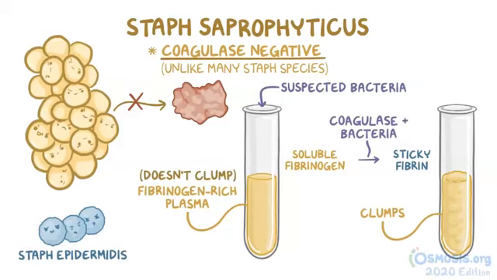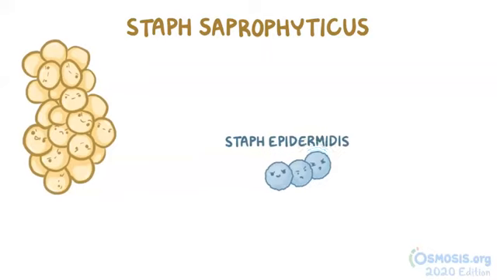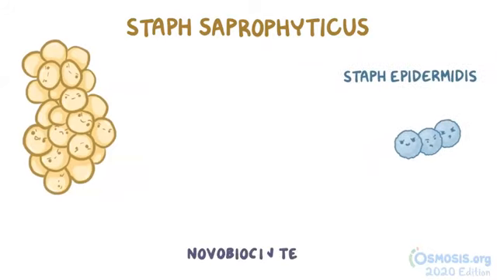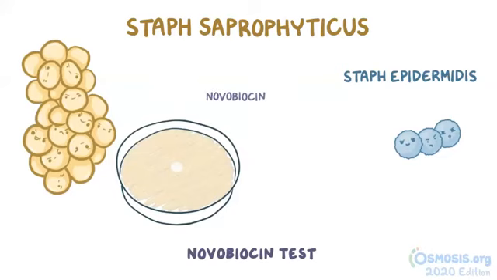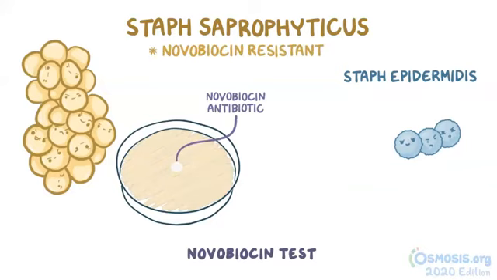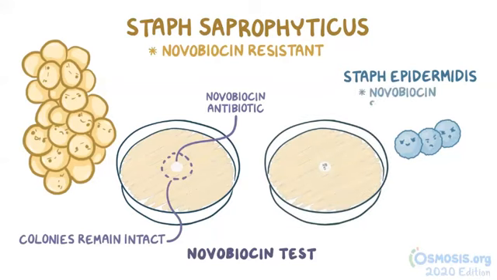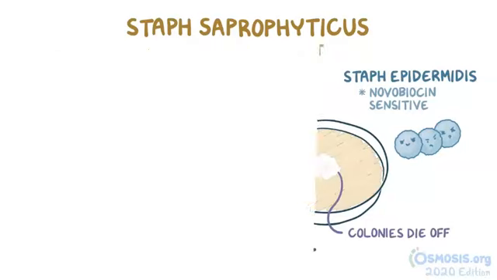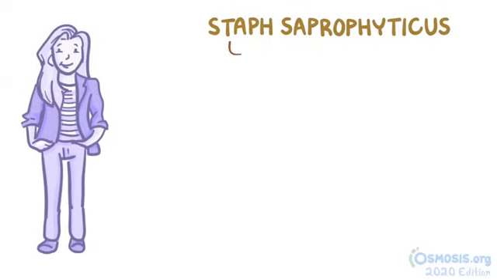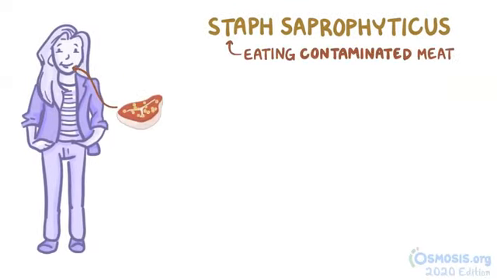Finally, to distinguish Staph saprophiticus from Staph epidermidis, the novobiocin test is used. This is when a disc, imbued with novobiocin, an antibiotic, is added to the culture. Staph saprophiticus is novobiocin resistant, so the colonies remain intact, whereas Staph epidermidis is novobiocin sensitive, so the colonies die off. Alright, now people get Staph saprophiticus by eating contaminated meat, but this doesn't cause gastrointestinal disease.